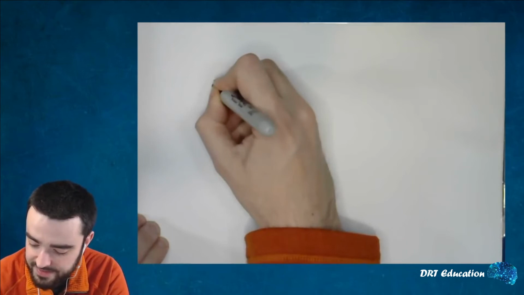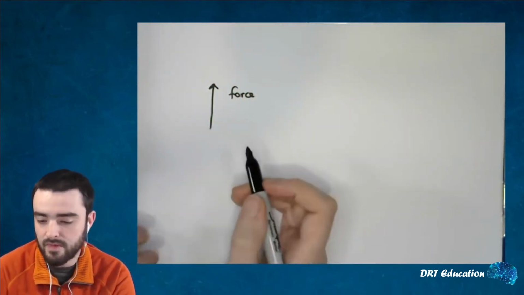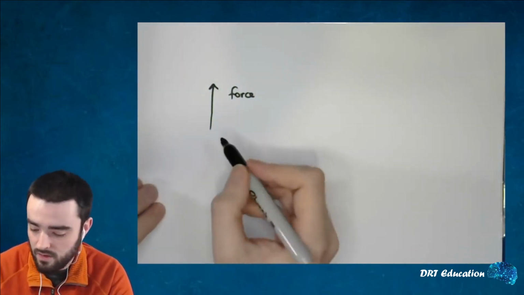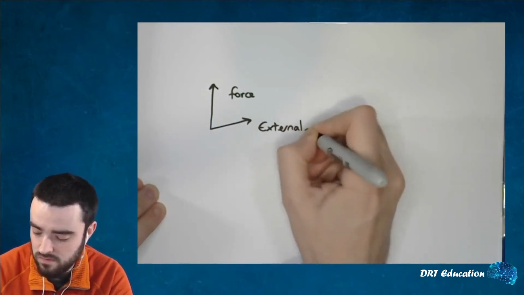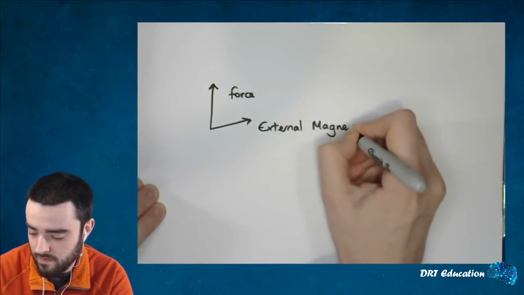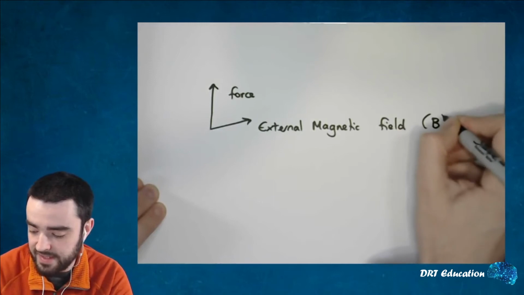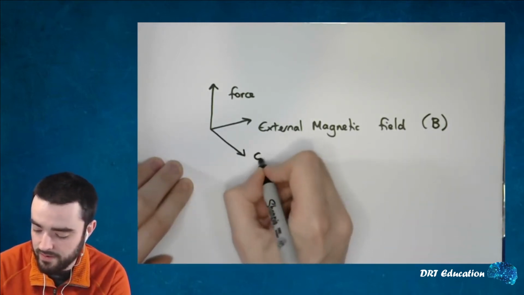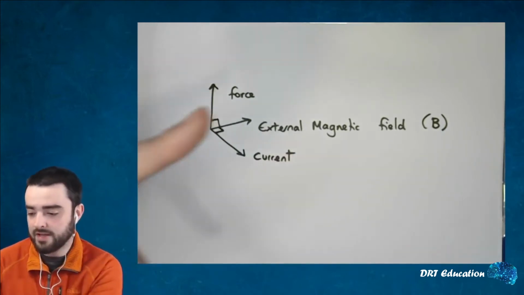Because if you think about Fleming's left-hand rule, we've got three elements. We've got the force that is produced. So in Fleming's left-hand rule, that would be the thumb. We have the external magnetic field, which is the flux density, and we have the current. All of these being at right angles to one another.